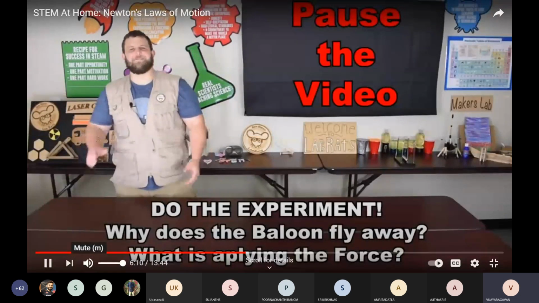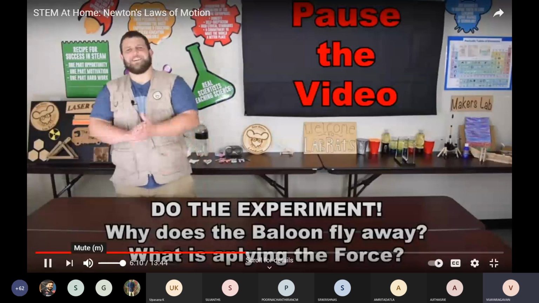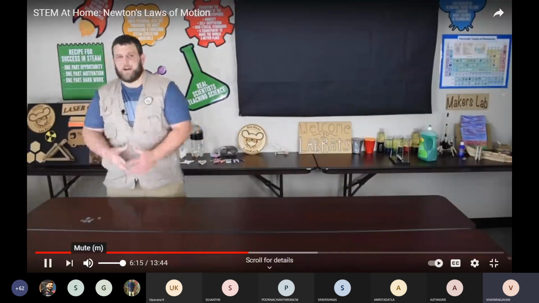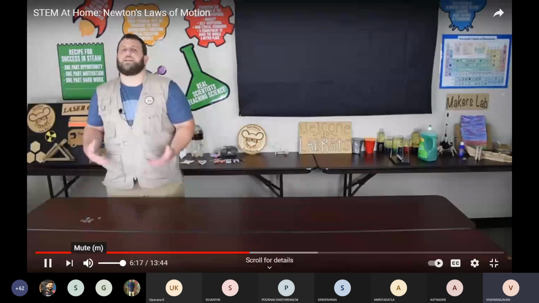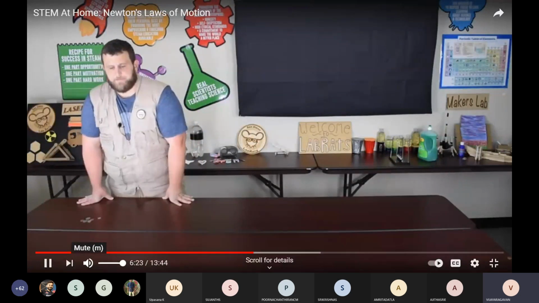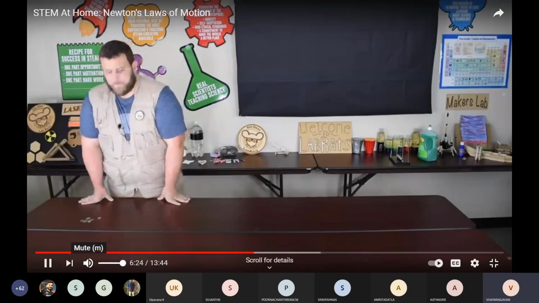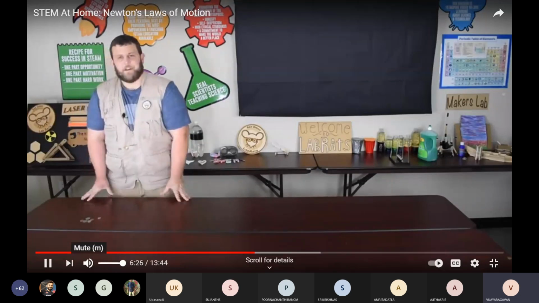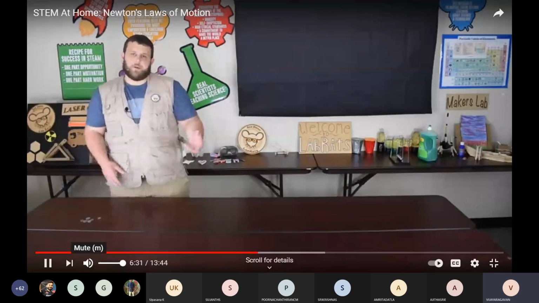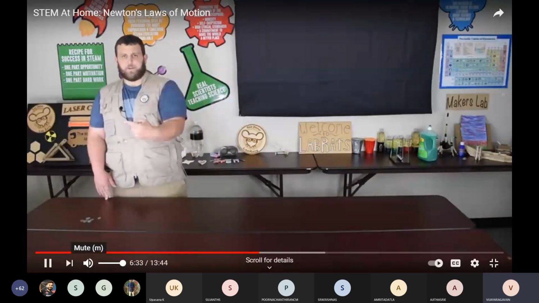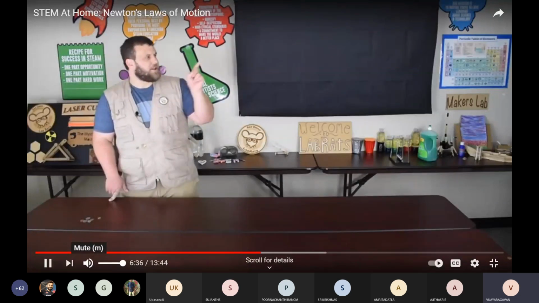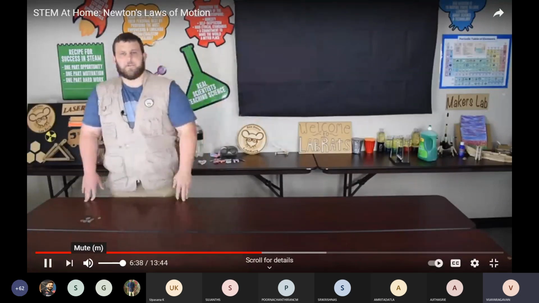Newton's third law states that for every action, there's an equal and opposite reaction. Now, if I push down on this table, it's also pushing up on me, lifting me up. It's a lot easier to see in that balloon example. When I fill the balloon up with air, as the air is being released out of the butt end, the balloon is flying forward. So all that air being released is actually propelling it forward. It's pushing back and the air is pushing on it.